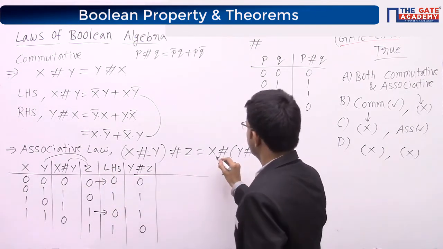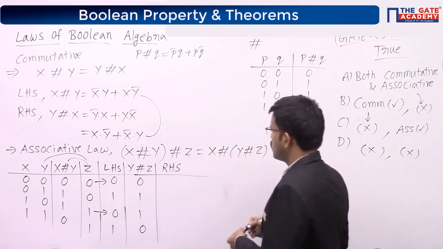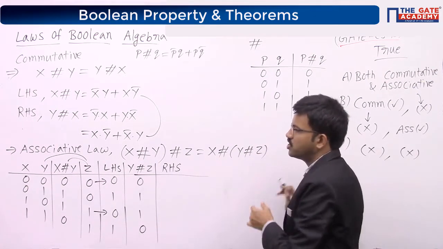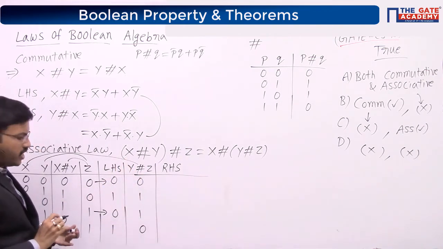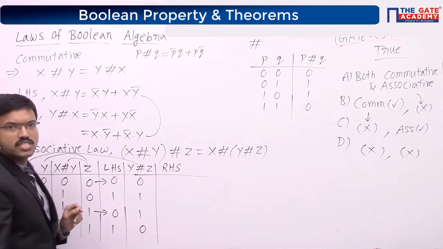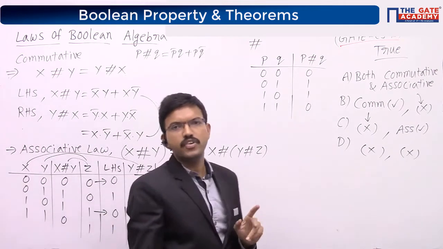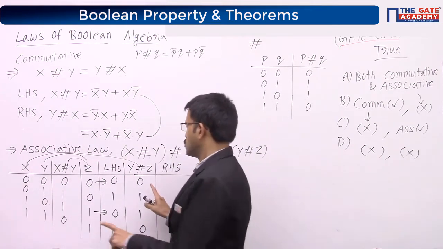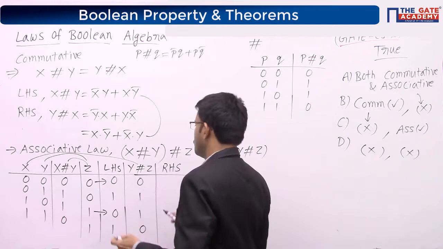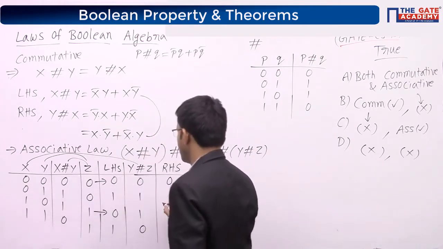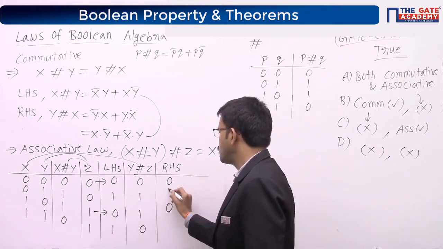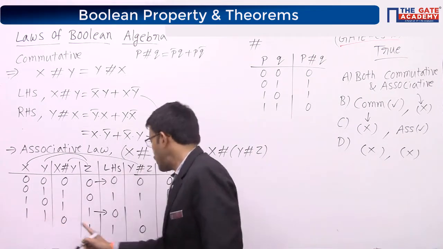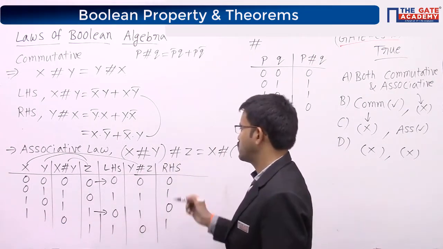Next, I am considering the RHS term. What is RHS? x hash, y hash z. That means this x column and the y hash z column. Here if both values are the same, output is 0. If both are different, output is 1. So 0, 0 means output is 0. Here 1, here 1, output is 0. Next, x value 0, here value is 1, output is 1. Here x value is 1, here 0, output is 1.